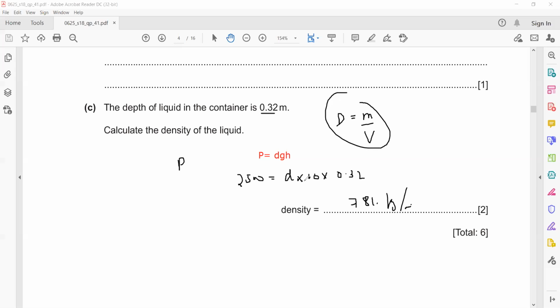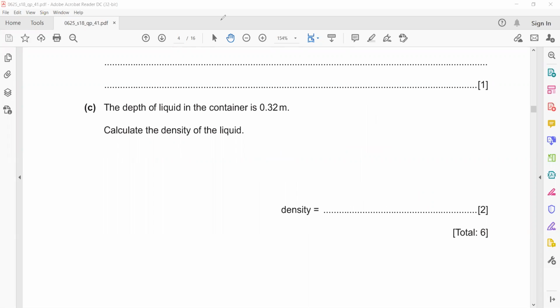When you divide 2500 by 3.2, what's the answer for this? So 781.25. So 781.25 is rounded off to three significant figures, which is 781.